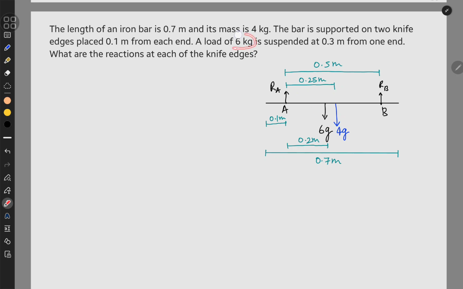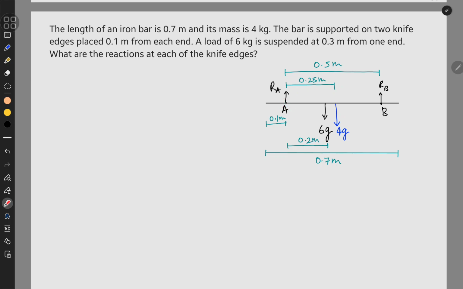So 6 kilogram is its weight, and since it is acting under the action of the gravity of earth, the force will be 6 times the acceleration due to gravity. And 4g, this 4 times g is the force that is acting on this rod because of its mass, and it is acting at its center of mass, which is 0.25 meter away from point A, or from the point where it is kept on the edge of a knife.